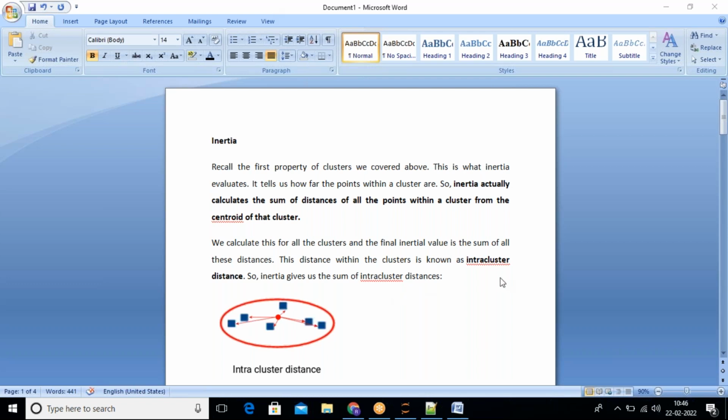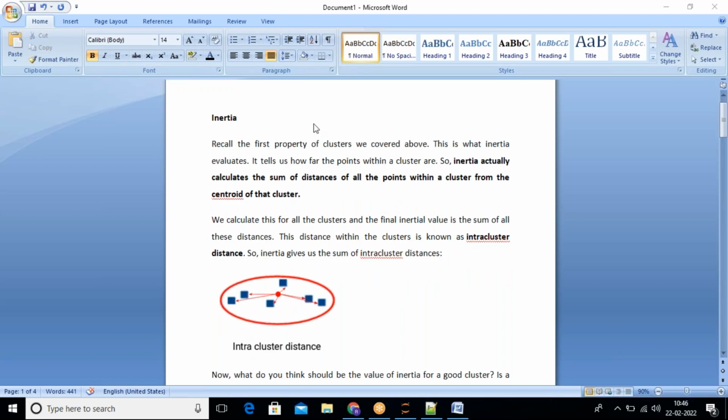Yeah. So inertia, what is inertia basically depicting? Inertia. Recall the first property of cluster we covered.